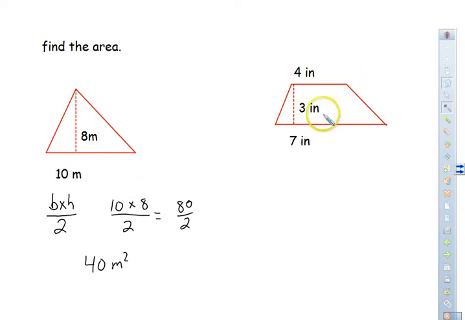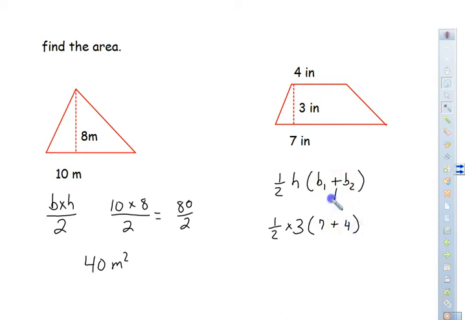For this particular problem, that is a trapezoid. So we're going to take that formula, which is 1/2 the height times base 1 plus base 2. So we're going to plug this in then and look for my base 1 and base 2, and base 1 is this one and base 2 is the top. So 1/2 times the height, which is 3, times whatever base 1 is, which is 7, plus base 2, which is 4.